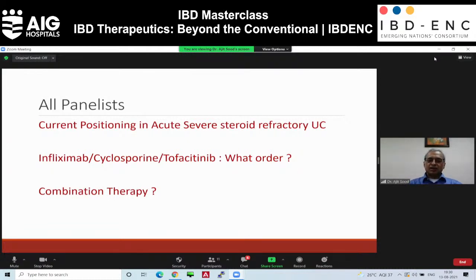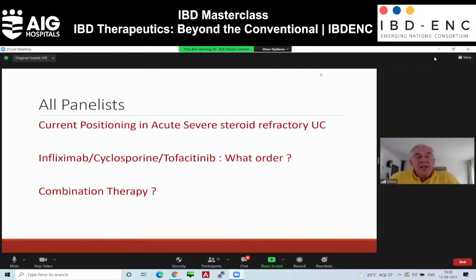We know that we've been discussing anti-TNF agents, anti-integrins, and JAK inhibitors. Now, in a patient with acute severe ulcerative colitis, where will you position Tofacitinib in relation to other drugs? That is the theme of the panel discussion today.